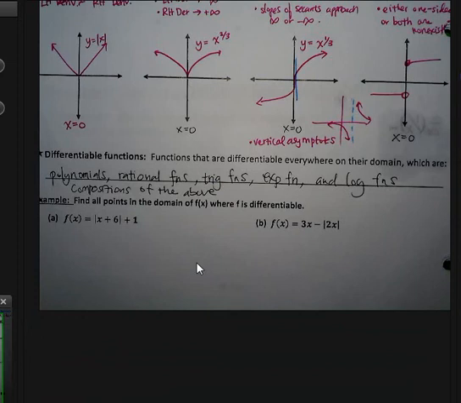Okay, what is a differentiable function? It's a function that's differentiable everywhere as long as we're in its domain. Not everywhere in the world, just everywhere in its domain.